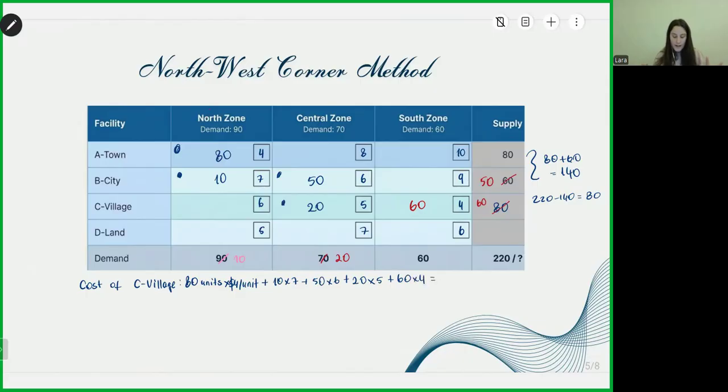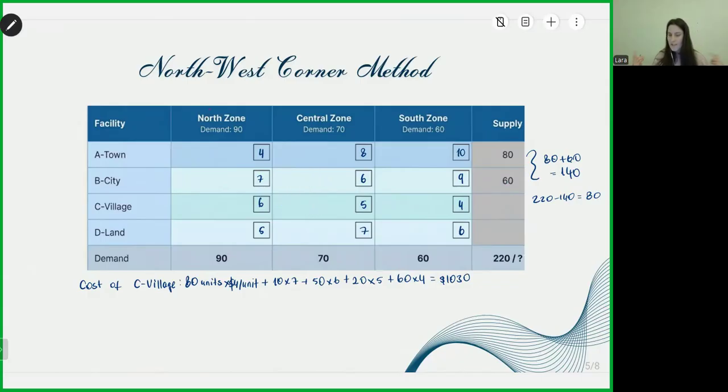I have multiplied the amount of units to be allocated by the dollars per unit, and we have 80, 10, 50, 20, and 60, so I only use those. If I make this calculation, I get 1,030. Okay, so this is for C village. Now I have to see how much it will cost for the land.